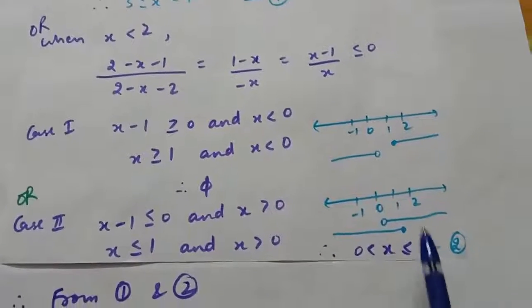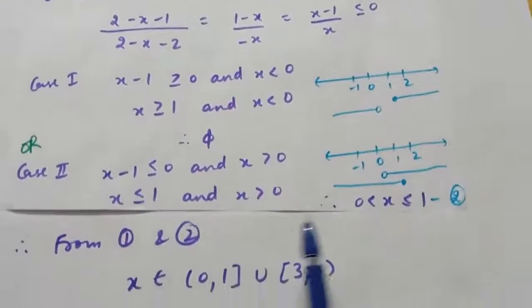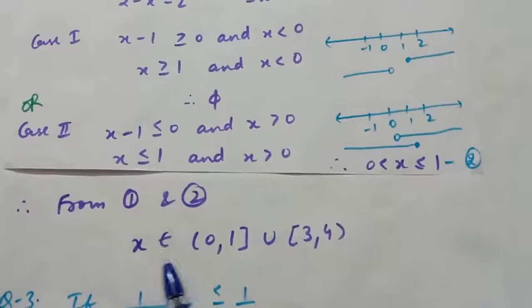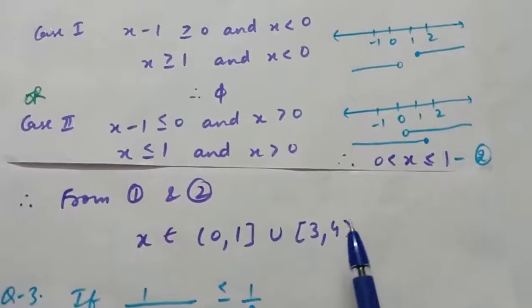Now we will take the union of 1 and 2. So the final answer is x belongs to 0 to 1 union 3 to 4. Clear?